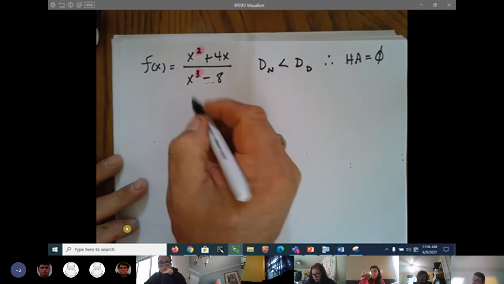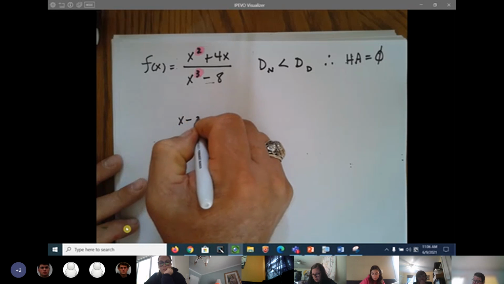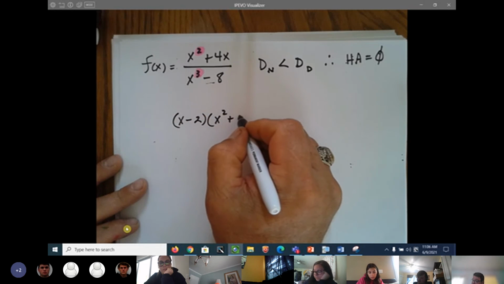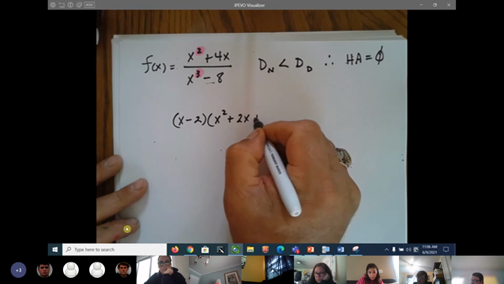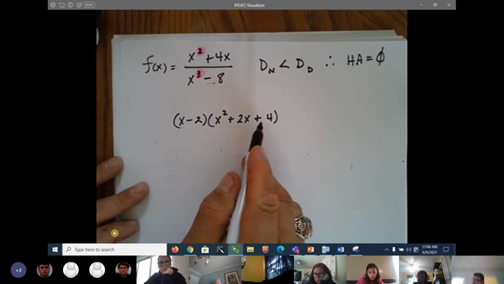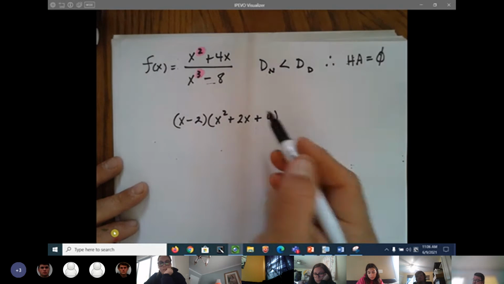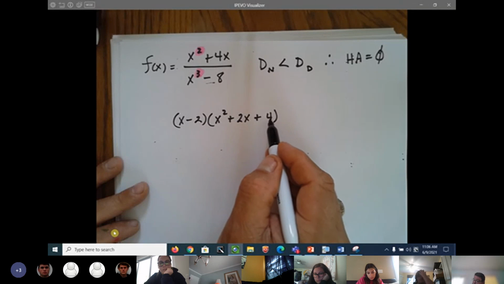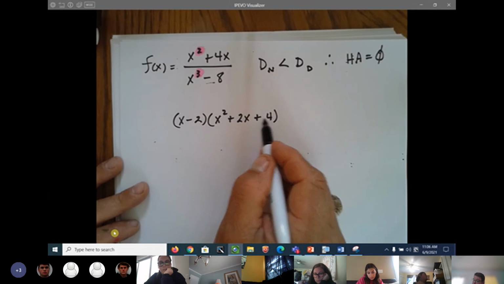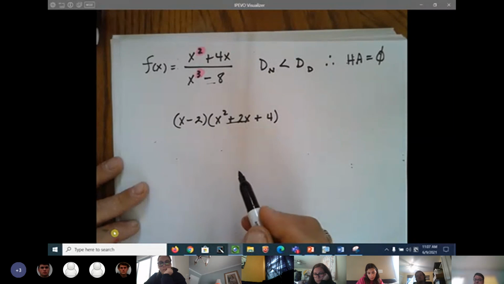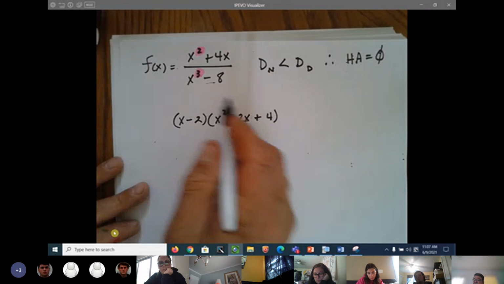So that'd be x minus 2 times x squared plus 2x plus 4. And that is shortcut number 2. And you can set these equal to 0. Although this one probably will not work very well. Let's see, 2 and 2, 1 and 4. Yeah, this one will not work. So they probably won't ask you to do the vertical asymptotes on this one. But that's how you would do it.